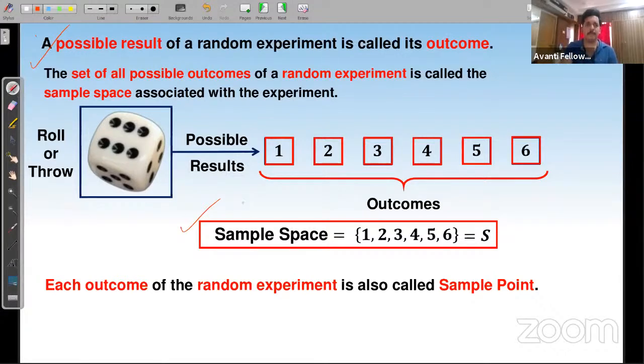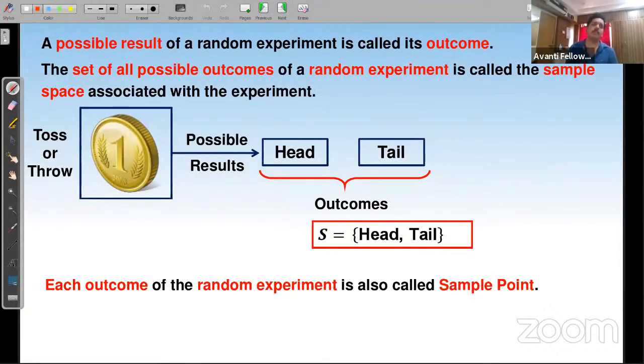If you toss a coin, what is your sample space, guys? The sample space is the set of head, tail, because either your outcome will be head or your outcome will be tail. So the sample space is head, tail. Guys, clear? No doubts, right? Each outcome of the random experiment is also called a sample point. A single outcome can be called a sample point.